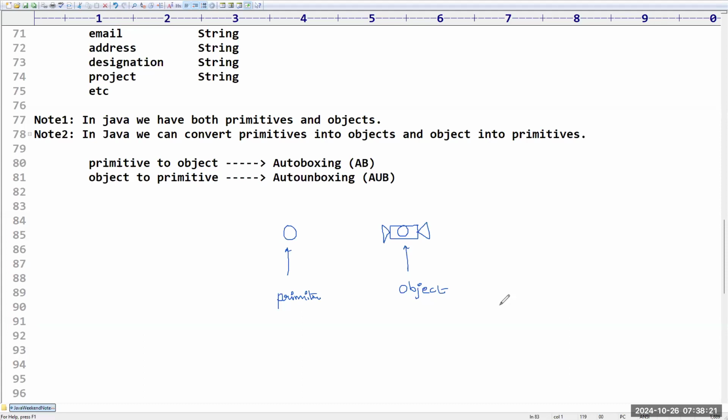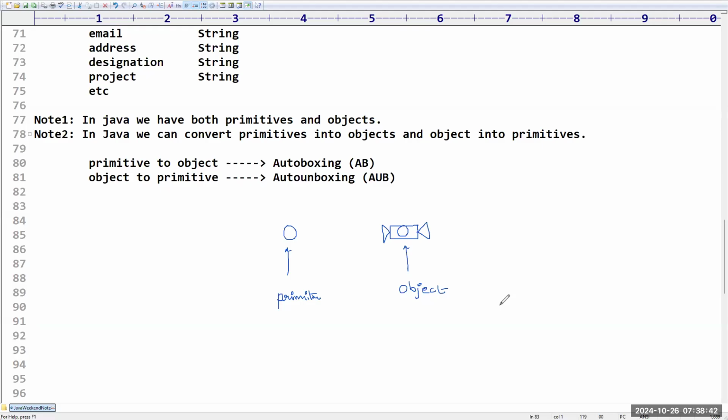Sir, now I have a primitive. Is it possible to convert it into an object? Yes. I have an object. Can I convert it into a primitive? Yes. So conversion of primitive to object is called autoboxing. Converting object to primitive is called auto unboxing.